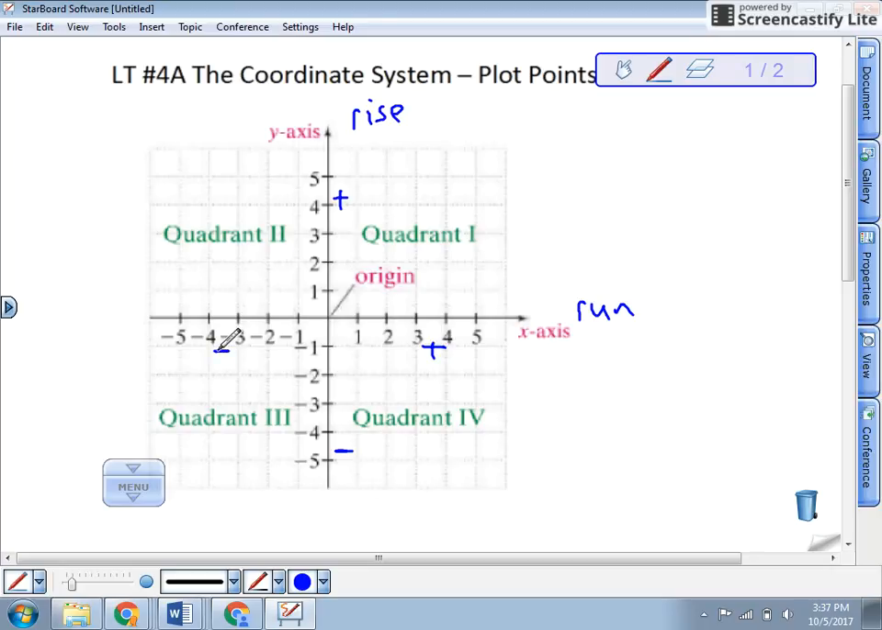Then we have this point, the origin. The origin right in the middle. That point right there is the ordered pair 0, 0. And we'll talk more about that in a second here.